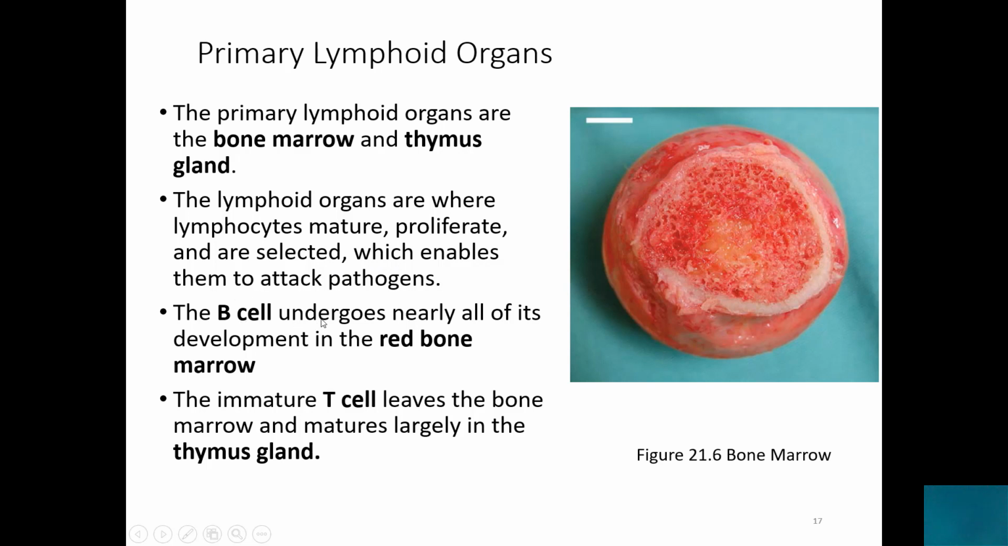B cells are born and mature in the red bone marrow. Bone, B cells. That's why they're called B cells. T cells are also born in the red bone marrow, but for maturation they leave the bone marrow and go to the thymus. That's why they are called T cells. They mature in the thymus. That's in the picture. You can see bone marrow with blood cells being produced in it.